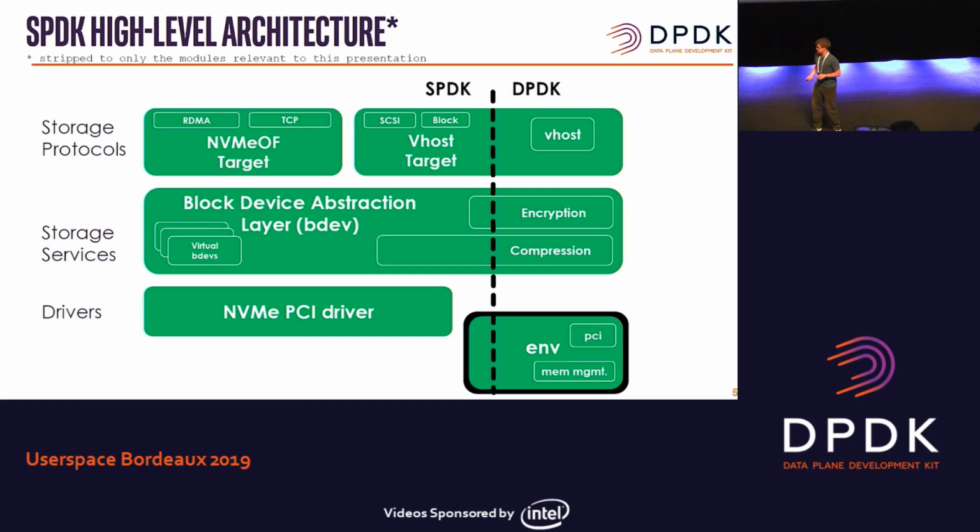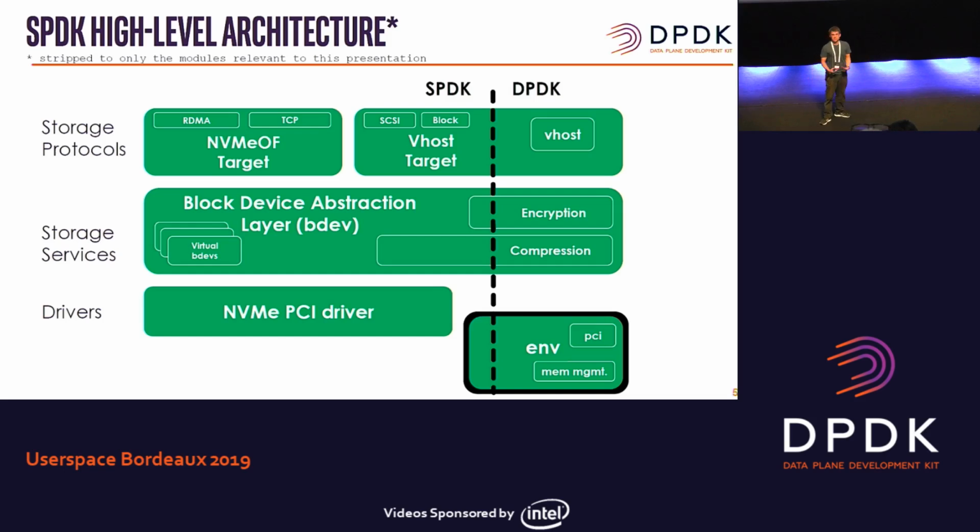So starting from the bottom, we've got memory management and PCI access, which practically make up RTE-EAL. Then we've got compression, so CompressDev, encryption, Cryptodev, and RTE vhost. The slide in general shows the very simplified storage I/O stack, which we don't have time to go through, unfortunately. For the purpose of this presentation, we'll only focus on the blocks on the DPDK side.